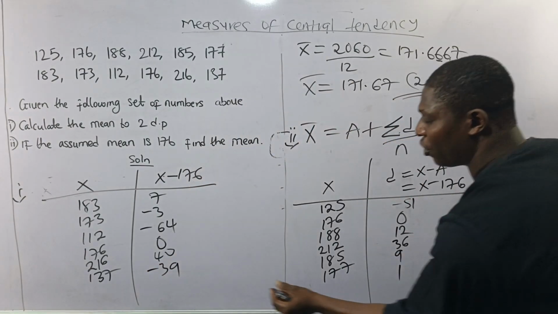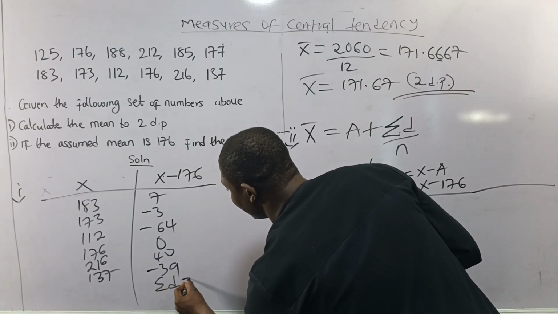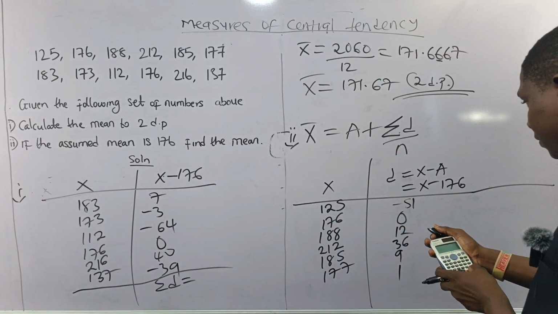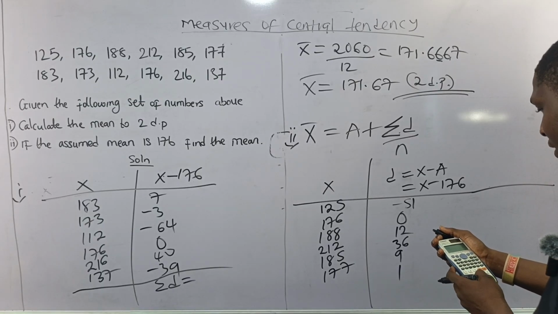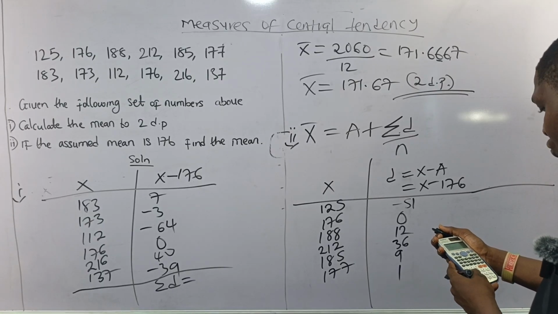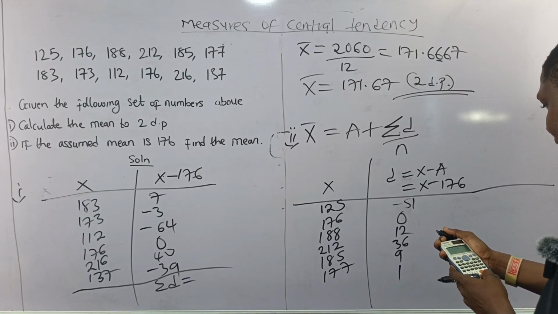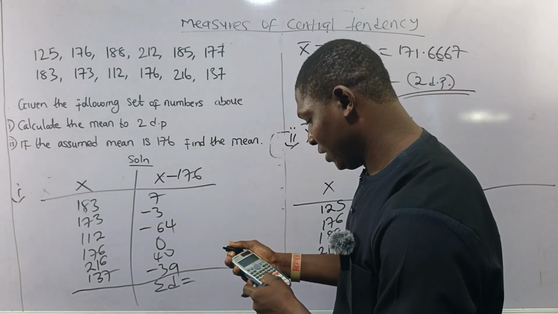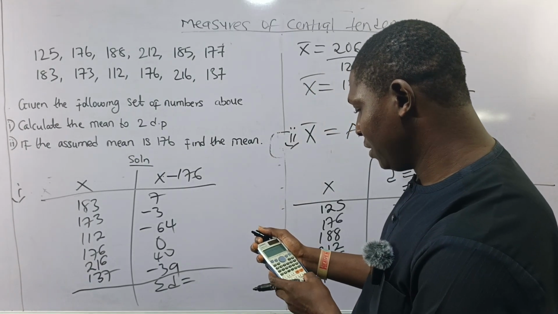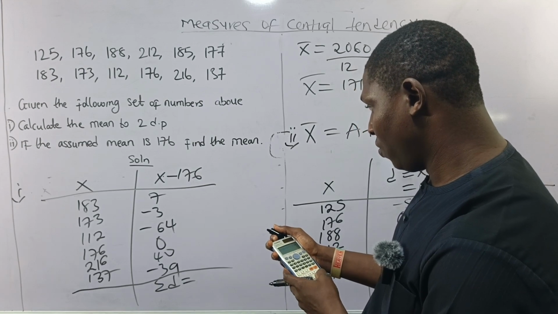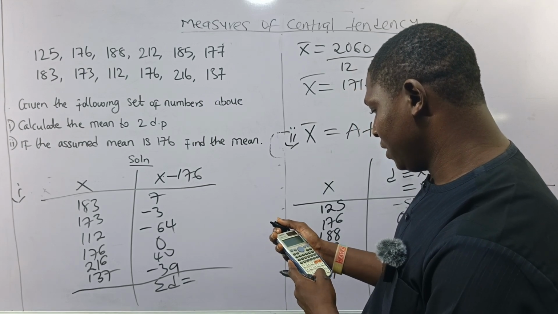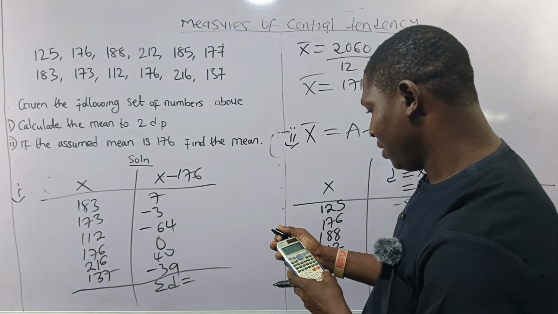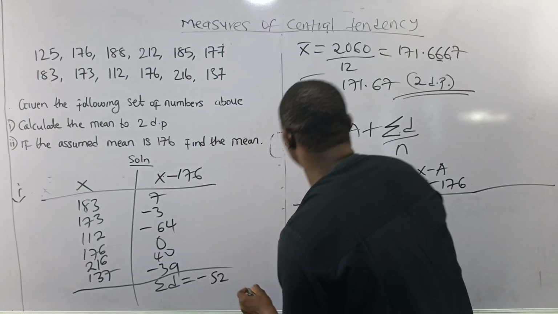So I'll sum up all these to get my sigma D, which will be equal to minus 51 plus 12 plus 36 plus 9 plus this, which is plus 1, plus 7 minus 3 minus 64 plus 40 minus 39. This will give me minus 52.